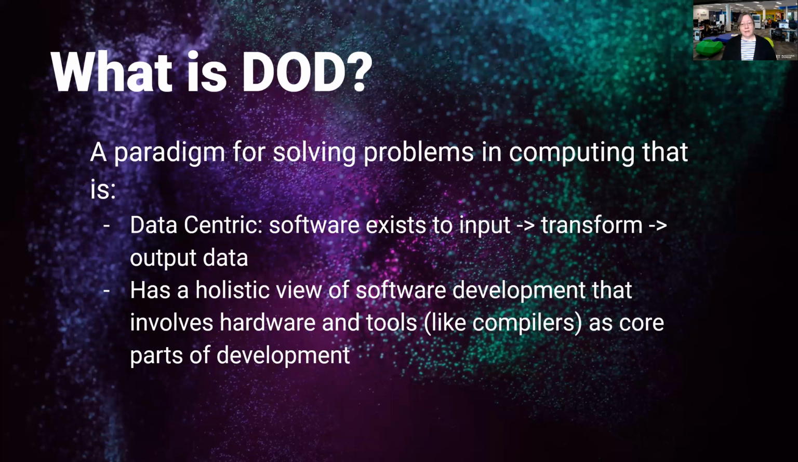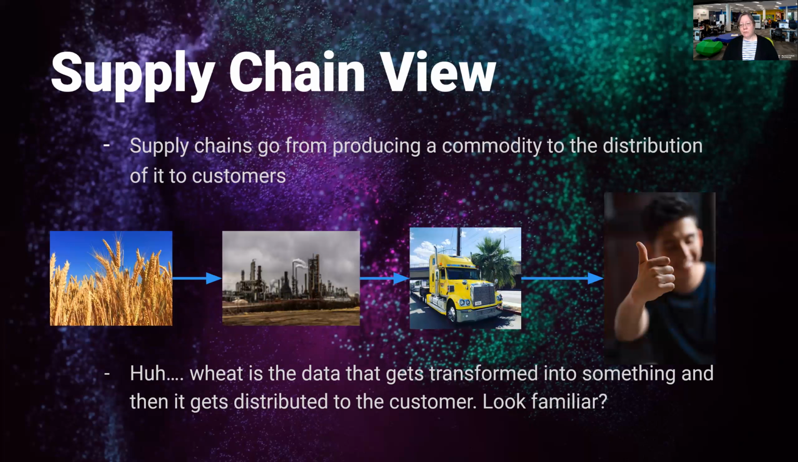And data-oriented design really has two main components. The most important is that it's data-oriented, and that software basically exists in order to input, transform, and then output data. It's all about the data. And it also has an interesting holistic view of software development that really looks across the whole pipeline, and it involves hardware and tools like compilers as parts of the actual development, which I call a supply chain view.